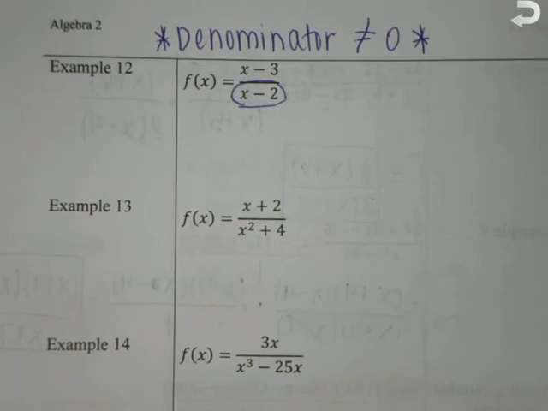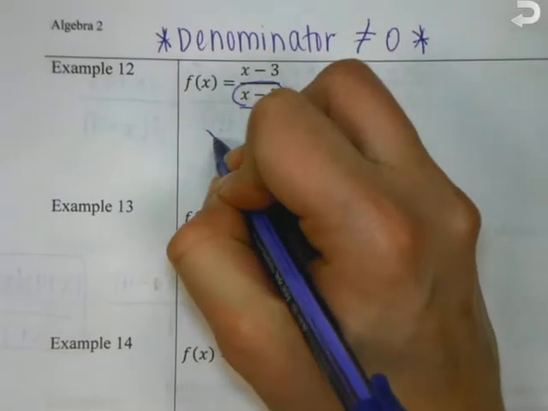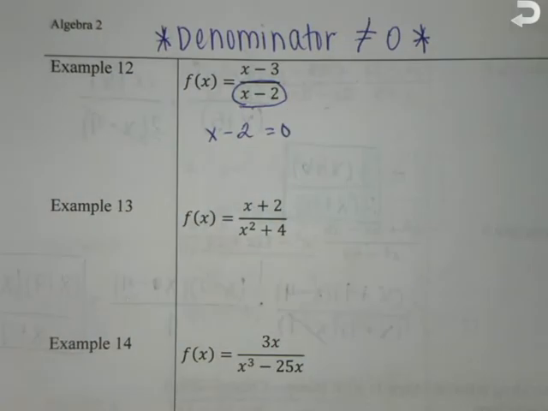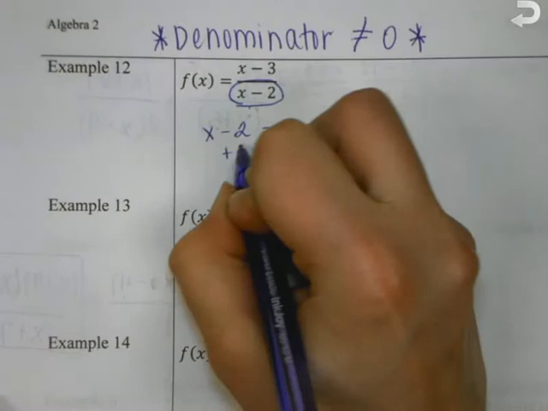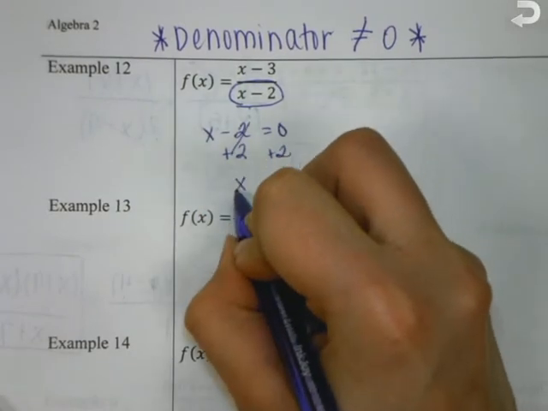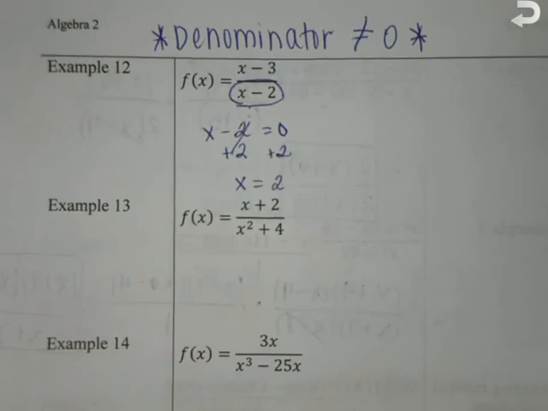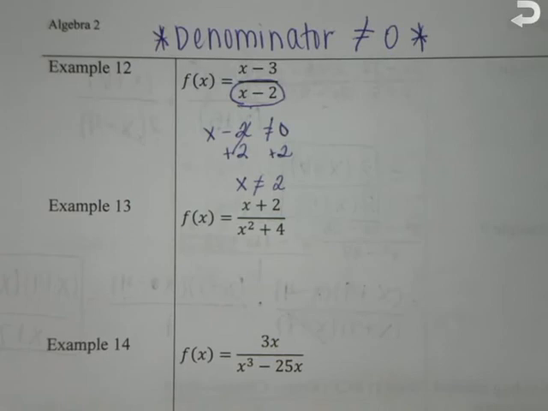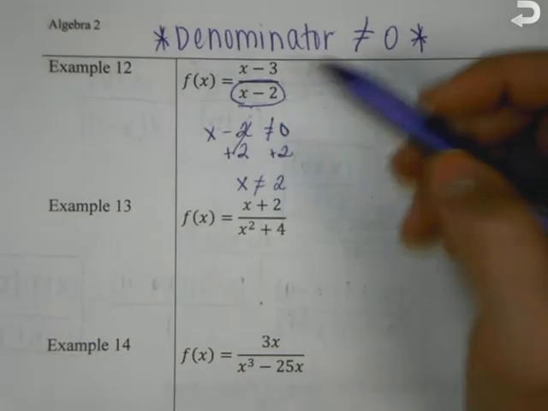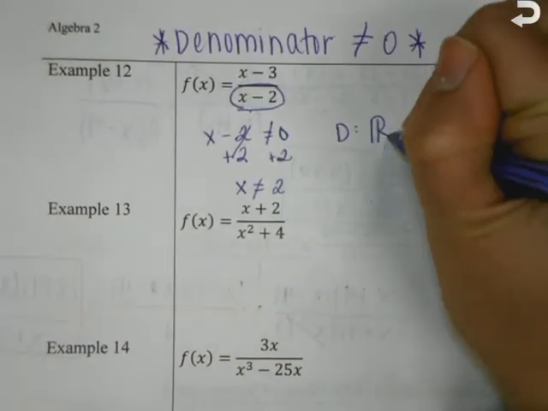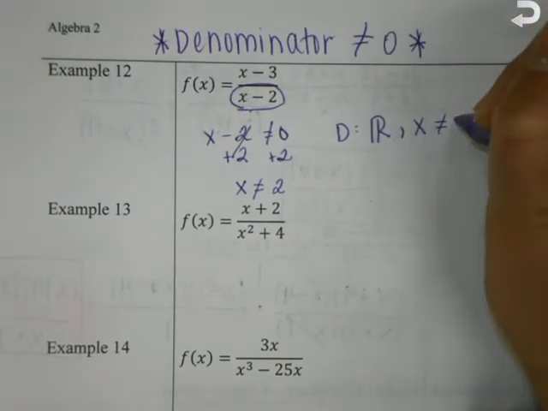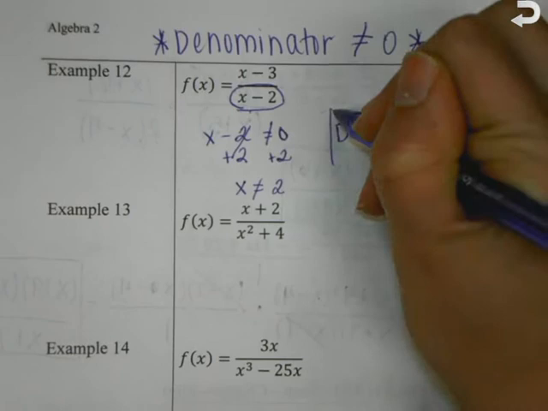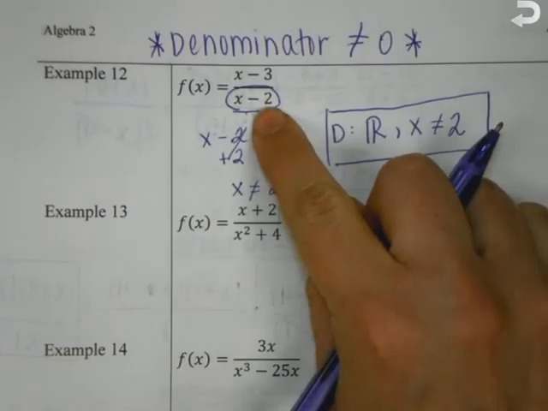We are looking for what makes the denominator 0. So what can I not plug in? What would my domain be? All real numbers except x cannot equal 2. Because if I plug 2 in, that gives me a denominator of 0. I could plug anything else I wanted to in for x. The only thing I cannot plug in is positive 2. So all you have to do is take your denominator, set it equal to 0, and solve, and that's going to give you what you are not allowed to plug in.